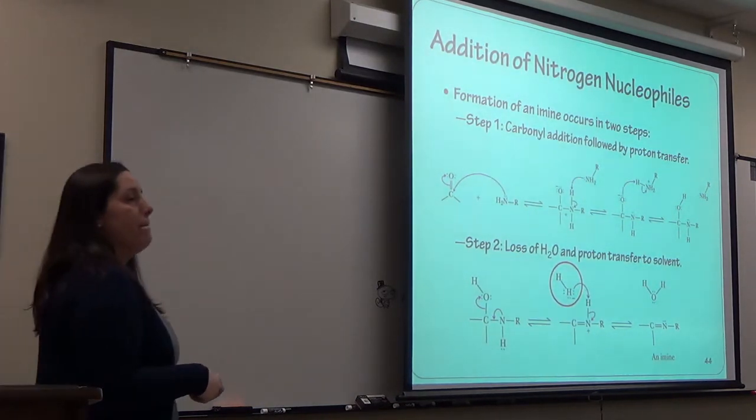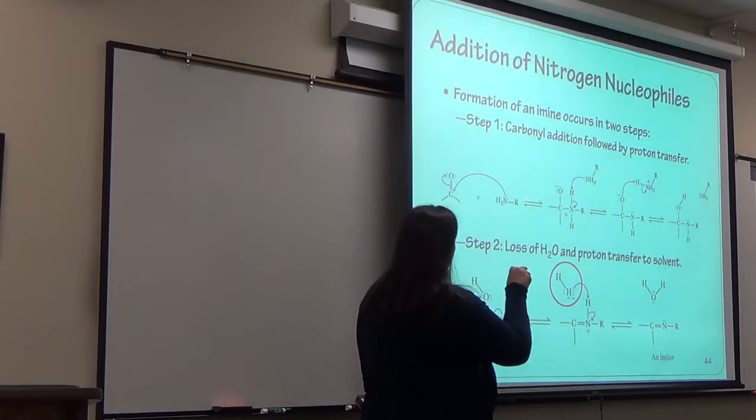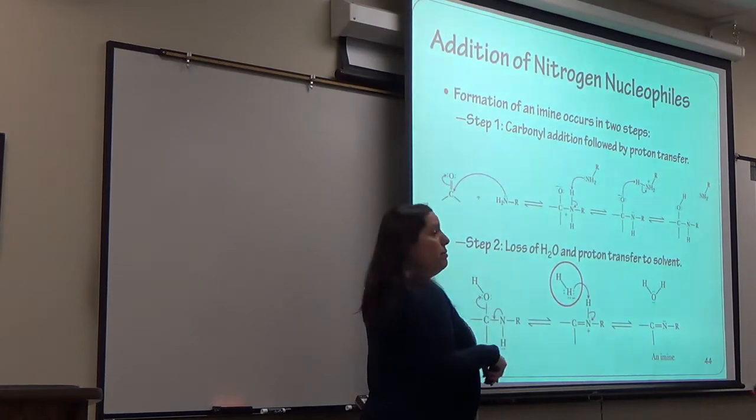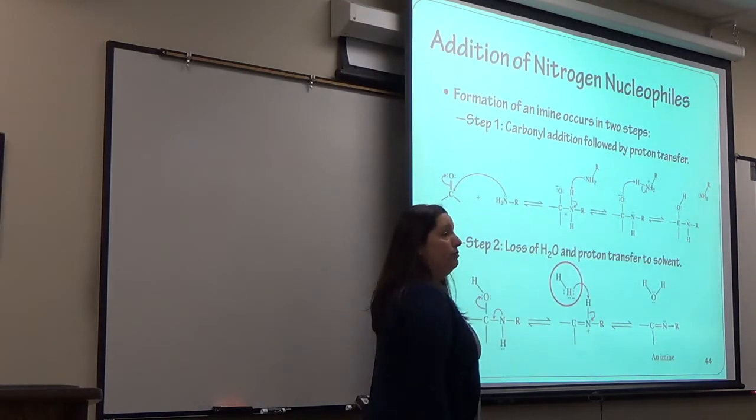Yes, sir? So you're always going to need 2 moles of... You need excess. So basically your nucleophile, there's going to be more of that than you need so that it can also act as a base over here.